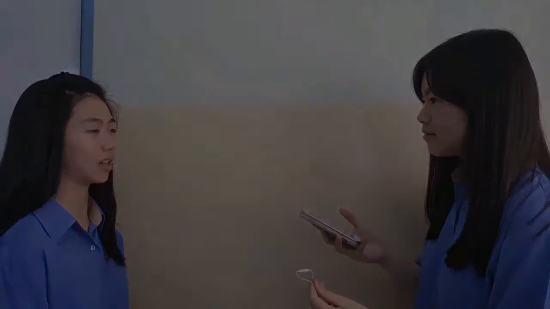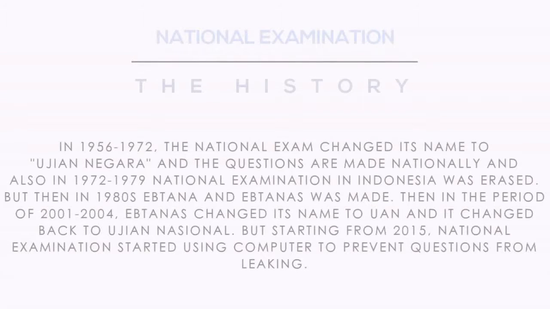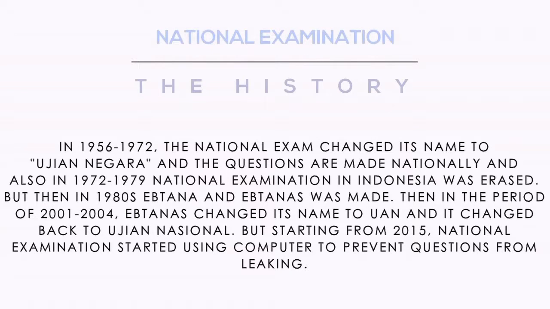The National Examination History. From 1956 until 1972, the national exam changed its name to Ujian Negara and the questions were made nationally. And also from 1972 until 1979, the national examination in Indonesia was erased. But then in the 1980s, EBTA and EBTANAS were made. Then in the period of 2001 until 2004, EBTANAS changed its name to Ujian Akhir Nasional and changed back to Ujian Nasional. But starting from 2015, national examinations started using computers to prevent questions from leaking.